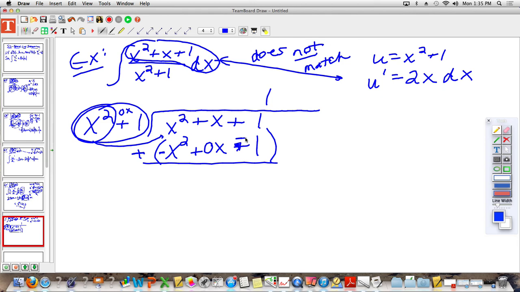And now you go through and you add them up. So x squared and a negative x squared, they cancel out. You still okay with that? You have an x and a 0x. That gives you a total of x. And then the 1's cancel out. So what's left over? An x. So at the end here, you have a plus x over x squared plus 1.